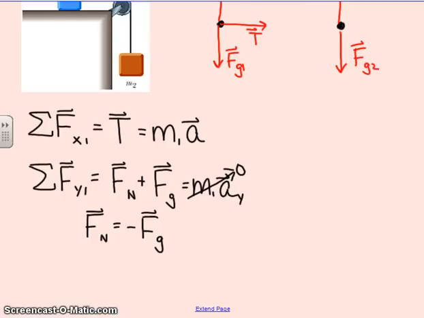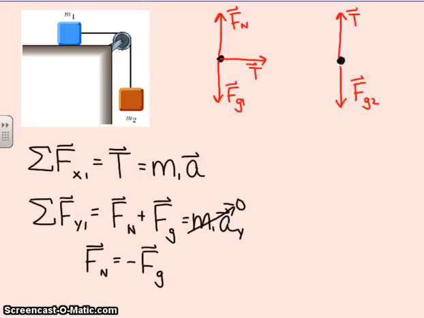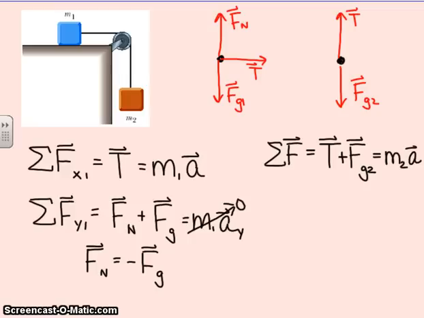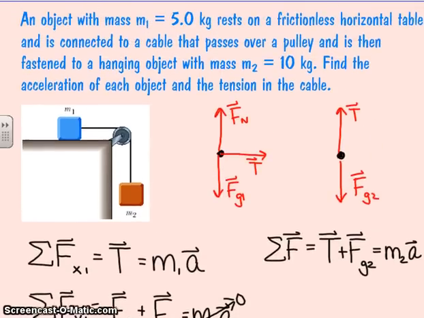Looking at M2, notice there's only one direction of those forces on M2, only in the y direction. So I'll just write net force is equal to tension plus Fg2, and that equals M2A. Now, these objects will move as a system. That means that they have the exact same acceleration. So the acceleration of object 1, M1, is the same as the acceleration of M2. That is key to solving this problem.